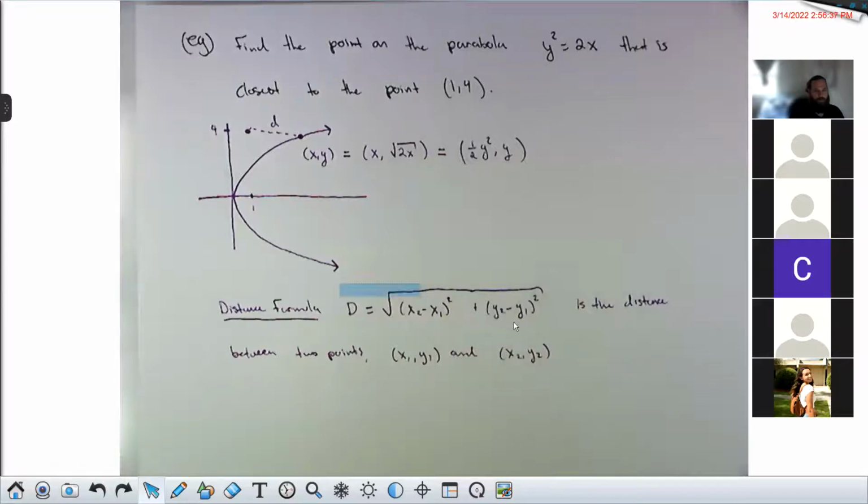I'm going to use this formula where one of the points is the point 1, 4, and the other point is this arbitrary point on the parabola. And when it comes to the arbitrary point on the parabola, I have a choice as to whether I want to write it like this or like this. For my money, I would rather differentiate things with whole number powers of my variable than square roots. So I'm going to go with this characterization of that point.